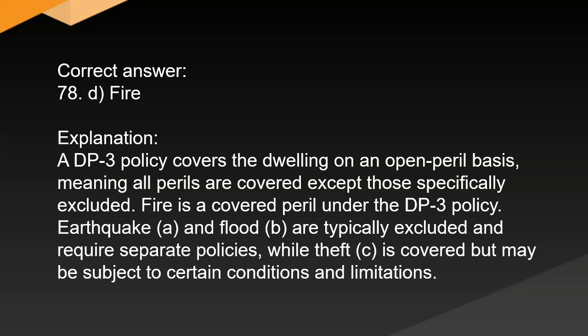Correct answer. D, fire. Explanation. The DP3 policy covers the dwelling on an open peril basis, meaning all perils are covered except those specifically excluded. Fire is a covered peril under the DP3 policy. Earthquake A and flood B are typically excluded and require separate policies, while theft C is covered but may be subject to certain conditions and limitations.